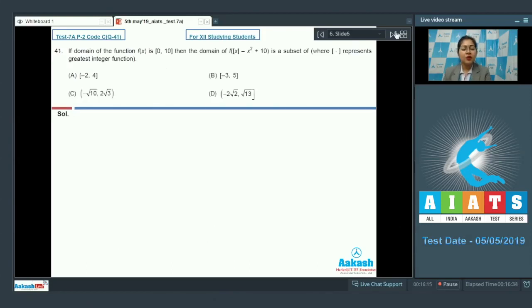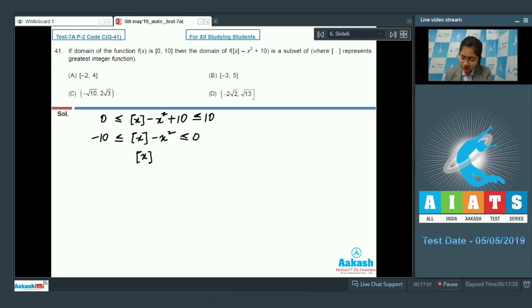Next is question number 41, which says that if the domain of the function f(x) is 0 to 10, then the domain of f of (greatest integer of x minus x square plus 10) is a subset of. Right. So we can say that GIF of x minus x square plus 10 is going from 0 to 10, which means that GIF of x minus x square is going from minus 10 to 0. Now, further, the greatest integer of x will go from x square minus 10 up till x square.